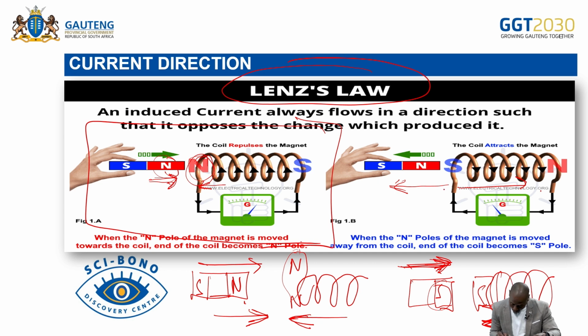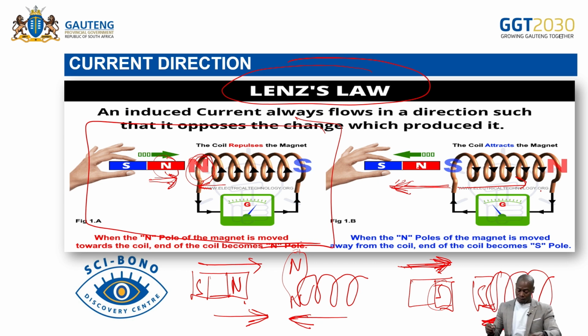Right? So I'm pulling away with the north. Then, so I'm pulling the magnet away from the solenoid. The solenoid is trying to pull the magnet towards it. So the induced current always flows in the direction such that it opposes the change which produced it. So it always opposes what? The change which produced it, which is the change in what? In magnetic flux or in magnetic field.